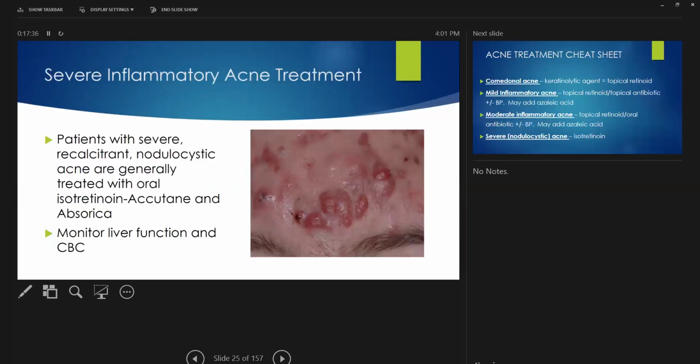So severe inflammatory acne, these are patients with severe recalcitrant nodulocystic acne, is generally treated with oral Accutane. We want to monitor liver function and CBC for anybody that gets on Accutane. We also want to make sure that they're not pregnant or planning on becoming pregnant, and they have to be on 2 separate forms of birth control if they're on Accutane.